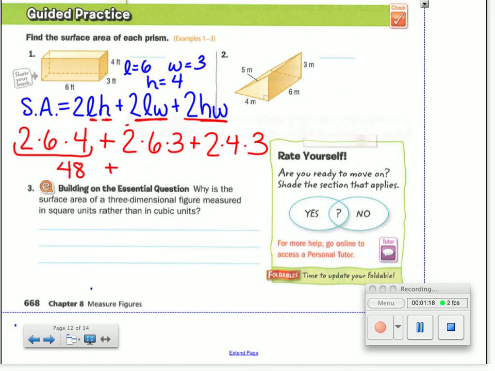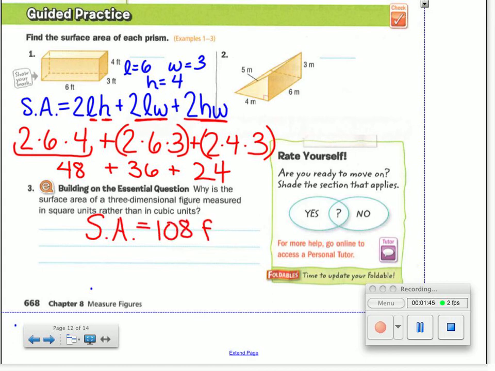Let's now group these together. So 2 times 6 is 12, times 3 is what? 36. Good. And then I'm going to group this last one together. 2 times 4 is 8, times 3 is what? 24. Then when you add them all together, what would you end up with? Yes, 108 feet squared. Yep, the surface area equals 108 squared feet. Very good.